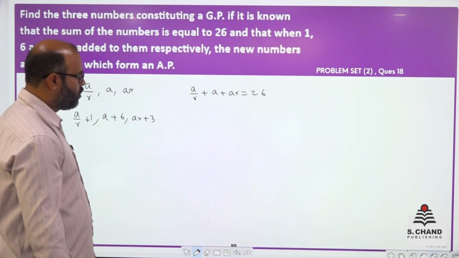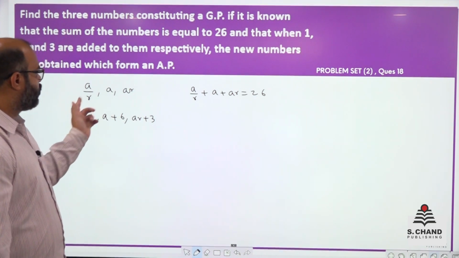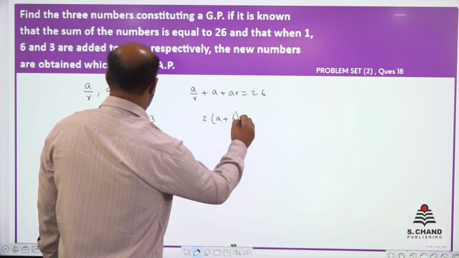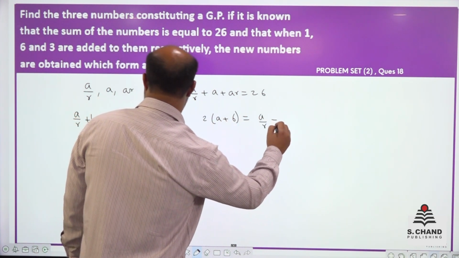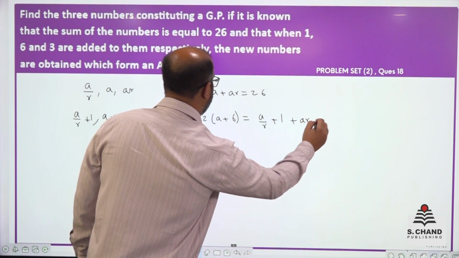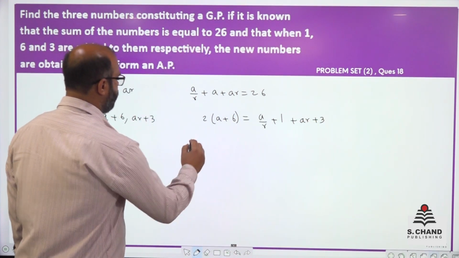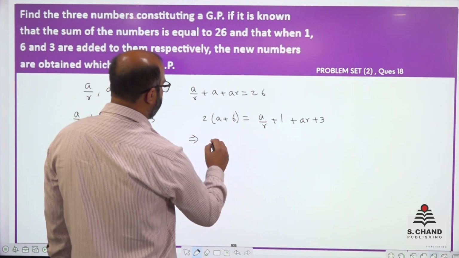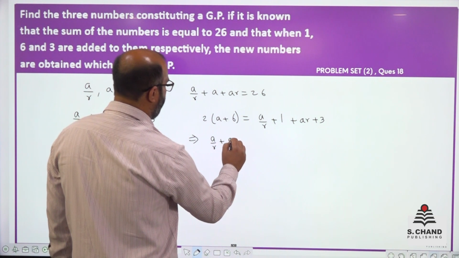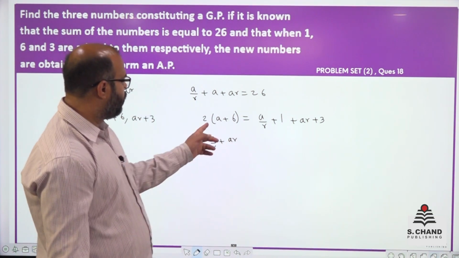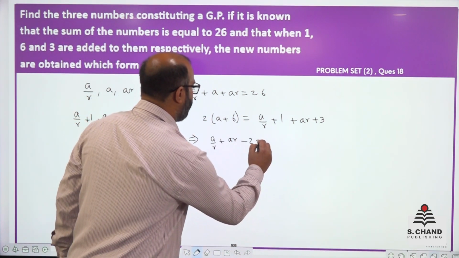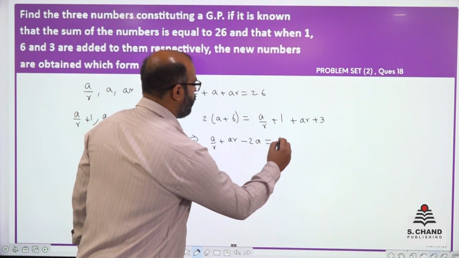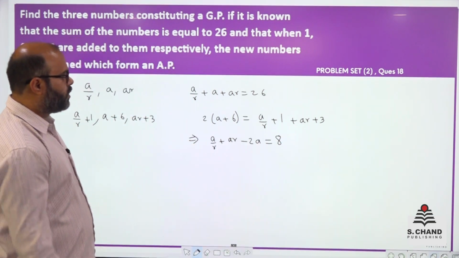Now this is an AP. So the double of the middle term is equal to the sum of the first and the third term. So 2 into (a plus 6) is equal to (a by r plus 1) plus (ar plus 3). So this will become, after calculation, a by r plus ar, and what about 2a? This will come on the right side, that will become minus 2a, and 3 plus 1 is 4, minus 12 is minus 8, so it is equal to 8. So these two equations we have.